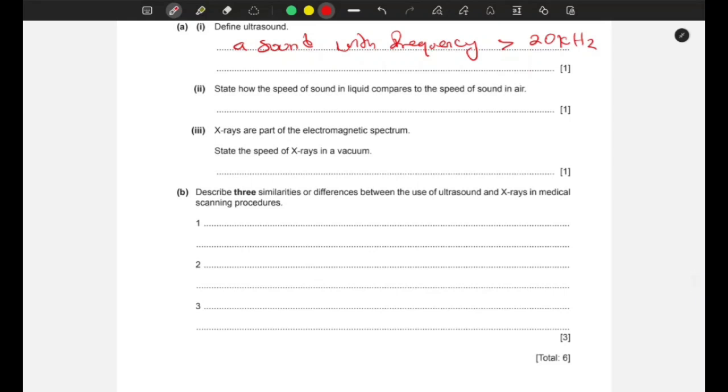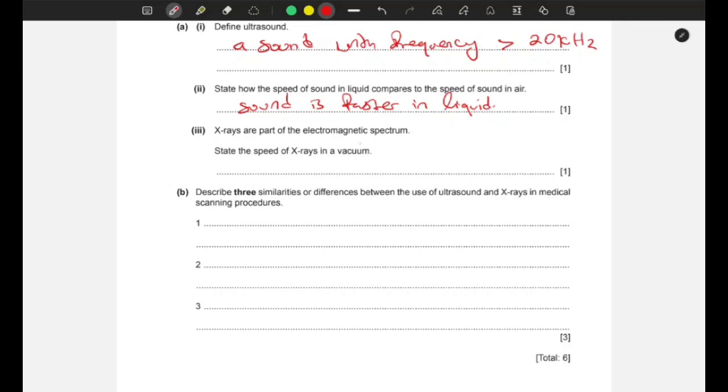State how the speed of sound in liquid compares to speed of sound in air. So sound is faster in liquid. This is because the particles are closer in liquid than gases, so the sound can transfer easily by the collisions of the particles.